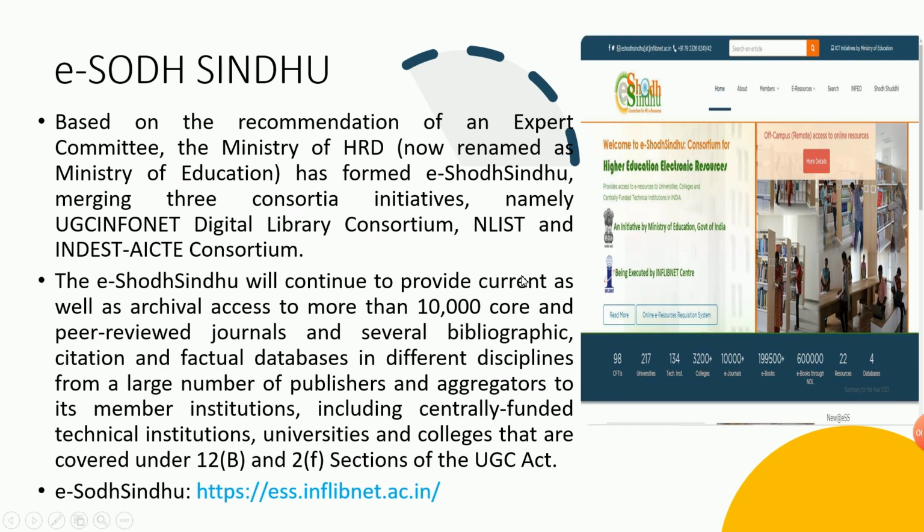Here they are providing current as well as archival access to more than 10,000 core and peer-reviewed journals on the website. It can also provide bibliographic citation and factual databases in different disciplines. So if we need any access, we can go through the eShodh Sindhu website so that we can gather all the relevant citation information about any topic. So this is the website appearance and this is the link.